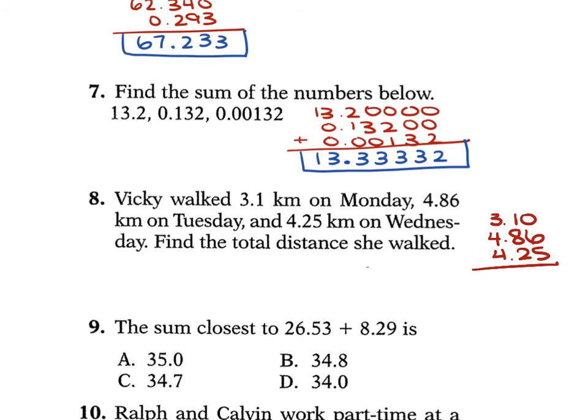4.25. So the 6 and the 5 is 11. The 8 and 2 is 10, plus 2 is 12. Carry the 1. Put your decimal point down. 4 plus 4 is 8. Plus 3 is 11. Plus 1 is 12. So that's 12.21 kilometers.